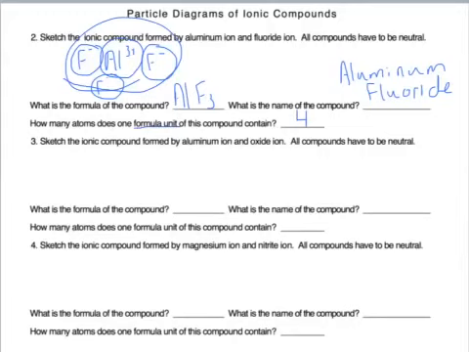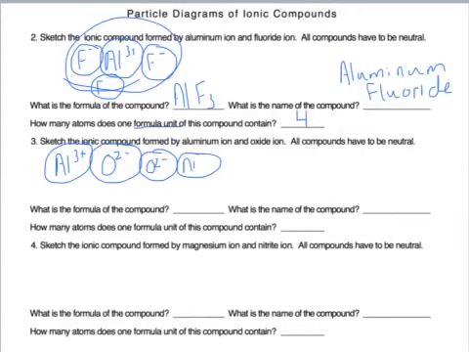Okay, let's do number 3. We want to sketch the ionic compound formed by aluminum ion and oxide ion. So aluminum ion is still Al3+, oxide is O2-, but it's not neutral, we have too many positives, so add another O2-. Now we have too many negatives, so add another Al3+. Now we have too many positives, so add another O2-. And again, it doesn't matter how you arrange these. You can put them on top of each other or in a circle or whatever.